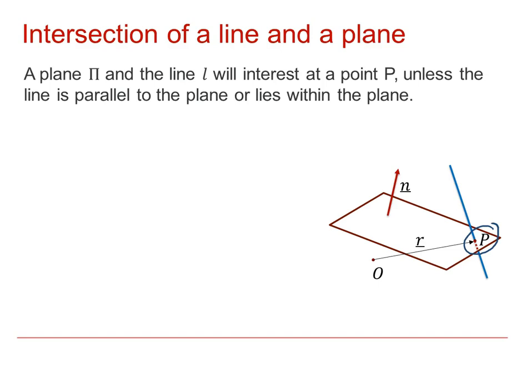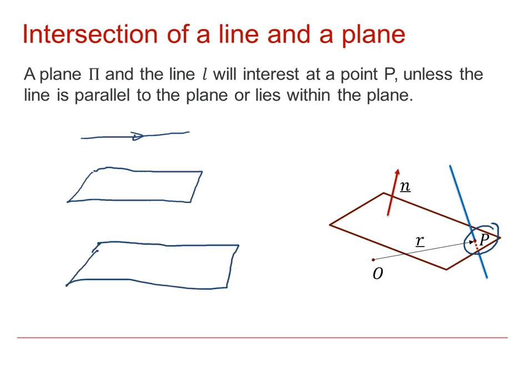The other cases are when the line is actually parallel to the plane, in which case either it lies completely outside the plane, so here's the line and the plane, or it may indeed lie actually on the plane, so it's in fact one of the vectors which is in the plane itself. But failing those two, so if the line is not parallel to the plane, then we get a single point of intersection.